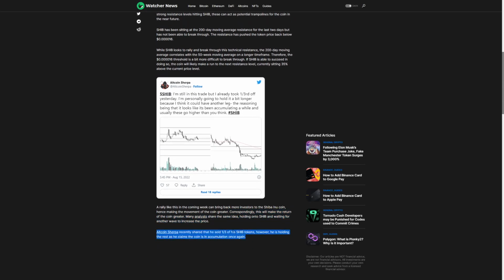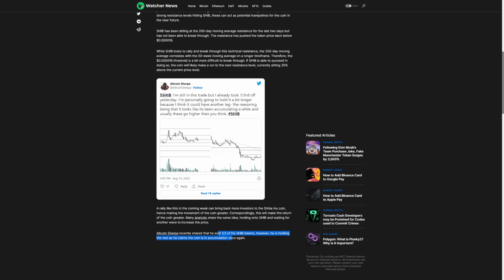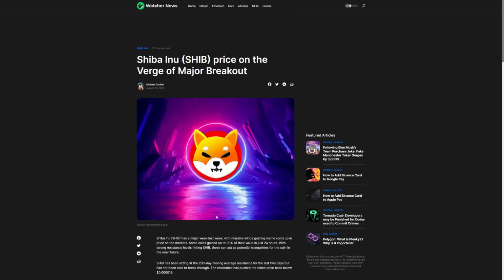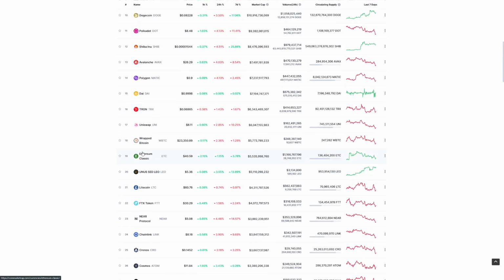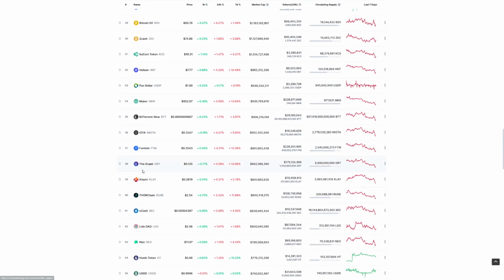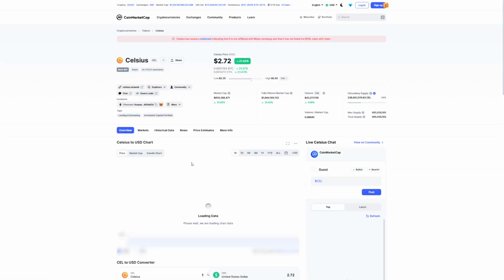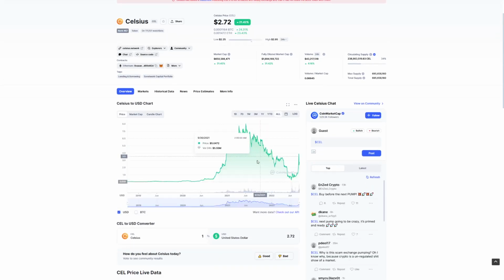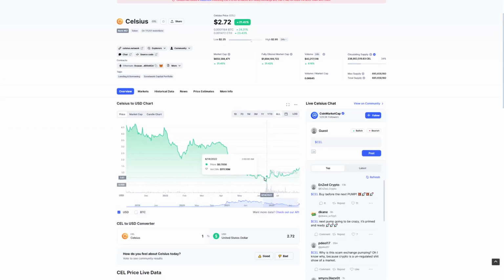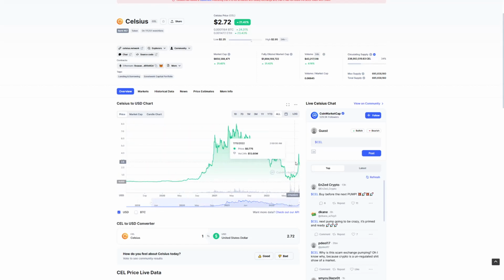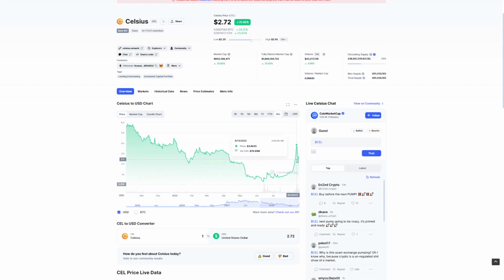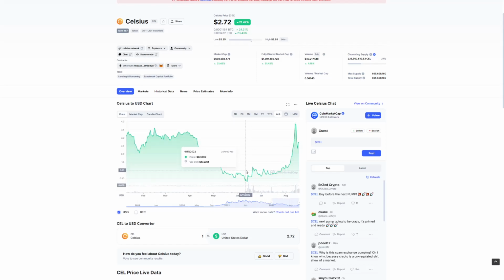And as Altcoin Sherpa sold 1/3 of his SHIB tokens, he is holding the rest as he claims the coin is going to go into accumulation. Accumulation basically means that whales are now holding this token. Take Celsius, for example. Celsius was almost in liquidation, but anyone that held it at 28 cents, bam, it went back to $3, so made a 10x.